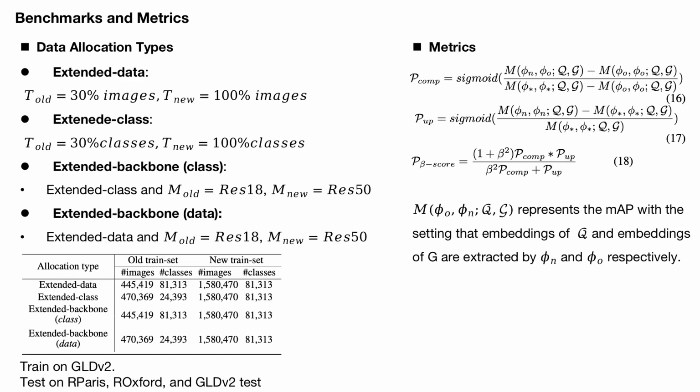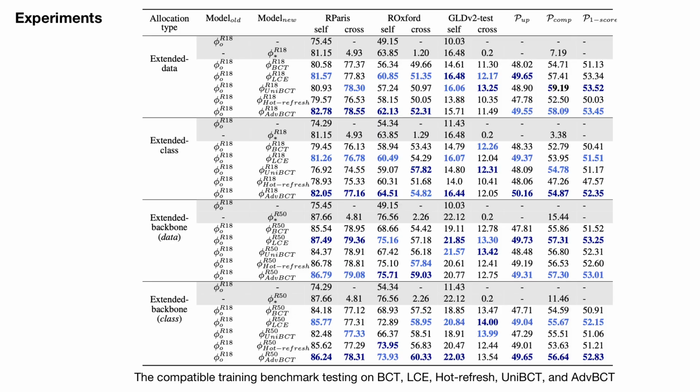Considering the common scenarios of model upgrades, we have divided them into four allocation types. All methods are trained on the dataset GLDv2 and tested on R Paris, R Oxford, and the GLDv2 test. We adopted three metrics to evaluate the disparity and compatibility of models, and we proposed the P-beta score, which is the harmonic mean of compatibility and disparity. We implemented four methods, including ADV-BCT, and got the compatible training benchmark testing on 5 methods. From the table, we can find that ADV-BCT achieves the state-of-the-art in most allocation types.